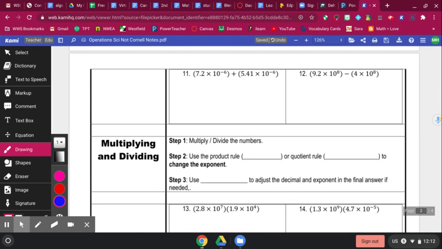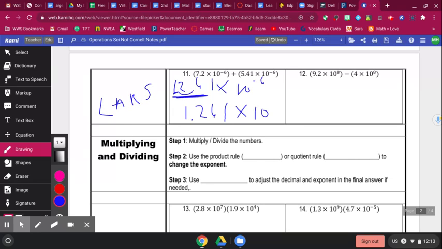Number 11. Notice the exponents are the same, so we're going to keep those. So we have 10 to the negative 6, times 12.61 after we add. But notice again, this is not between 1 and 10, so we need to adjust that to make it 1.261 times 10. Now, because we moved that decimal to the left one spot, we need to then add to our exponent. So this becomes negative 5.